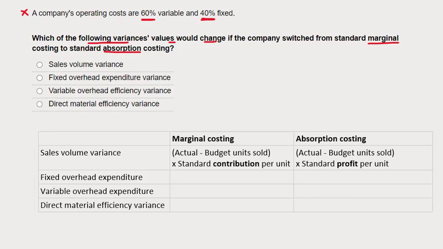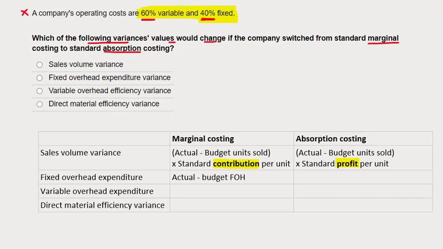And if we look at this piece of information up here that we were told at the start of the scenario, the company has got some fixed and variable costs. That means that their contribution per unit would be different to the profit per unit because there are some fixed costs. So the answer is going to be sales volume variance. But I never like to just go for the first one if I think it's right. I like to make sure the other ones are wrong and I understand why they're wrong.